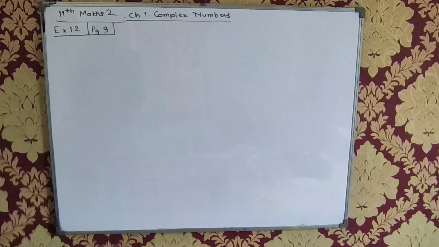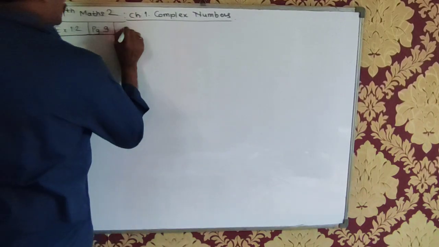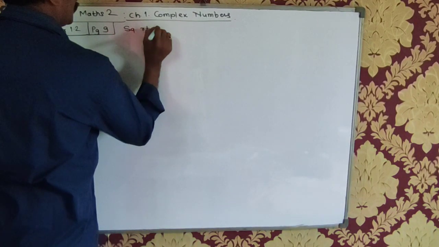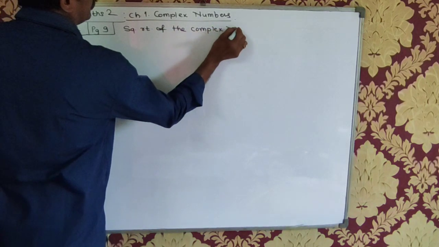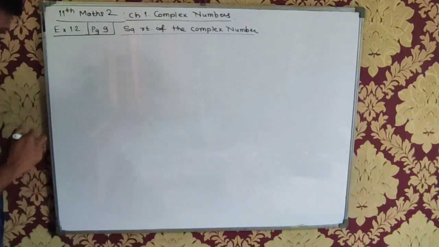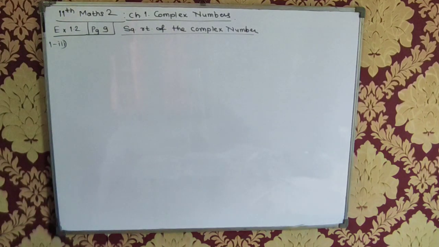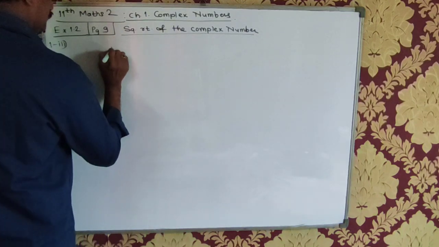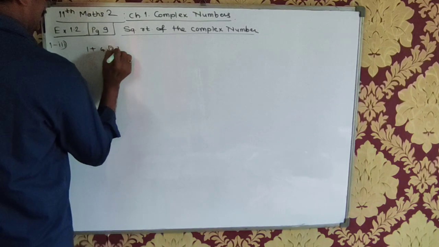Let's start now. 11 Maths 2, chapter number 1, complex number, exercise 1.2. Now this exercise basically deals with square root of the complex number. Okay? Let's see. Question number 1, subpart 3. Find the square root of the following complex number: 1 plus 4 root 3i.